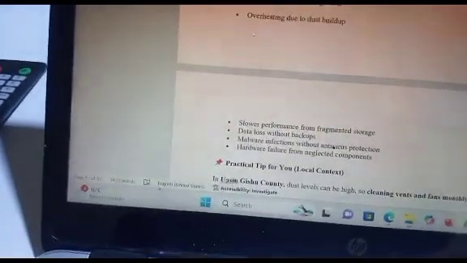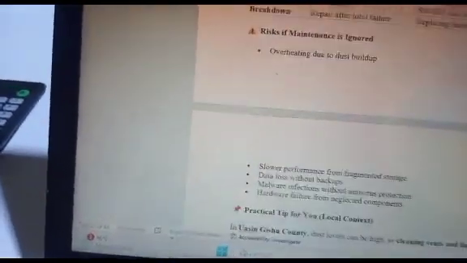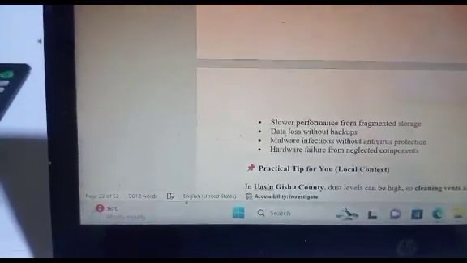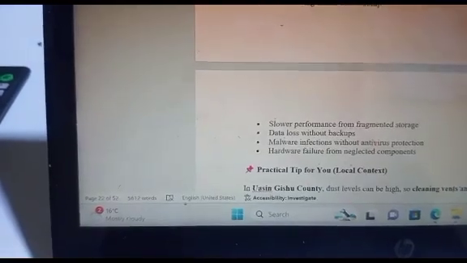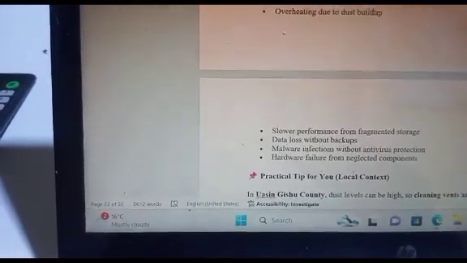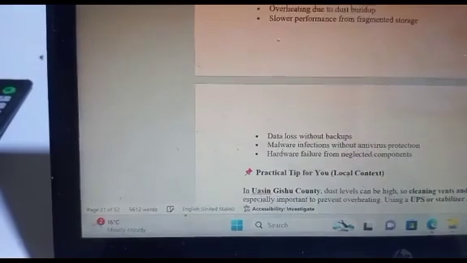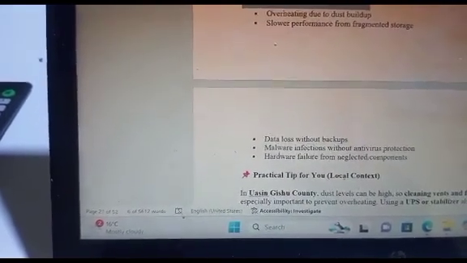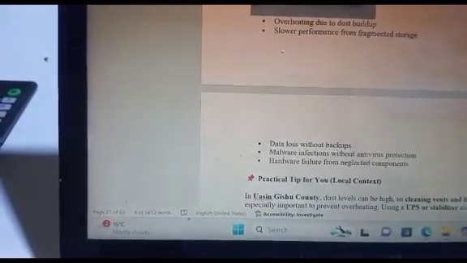So we have risk if you don't maintain. What are some of the challenges of not maintaining a computer? So we're going to have the risks associated with not maintaining the computer. So the risk here, we have the risk of ignoring computer maintenance.